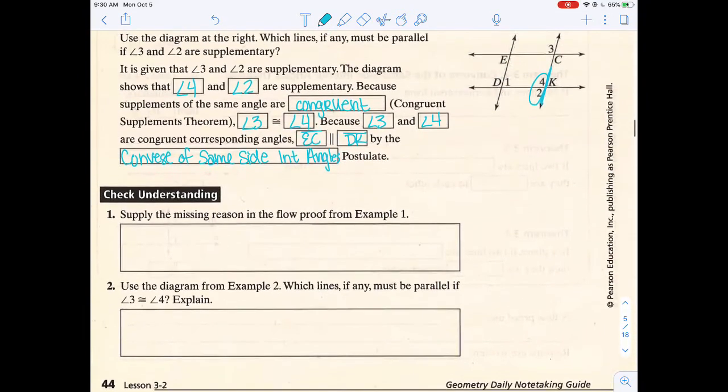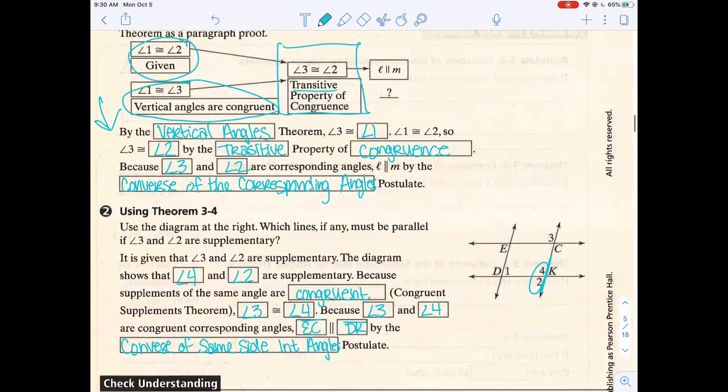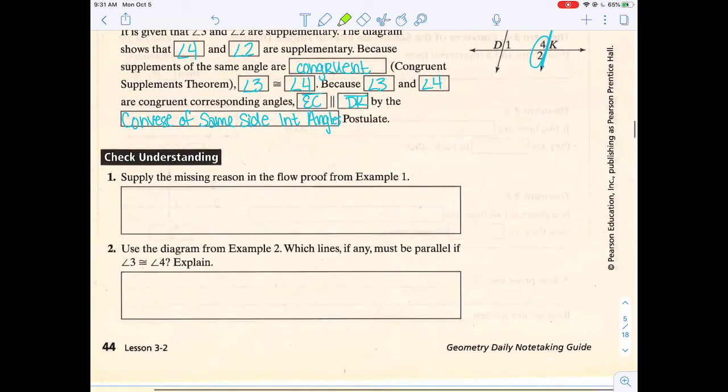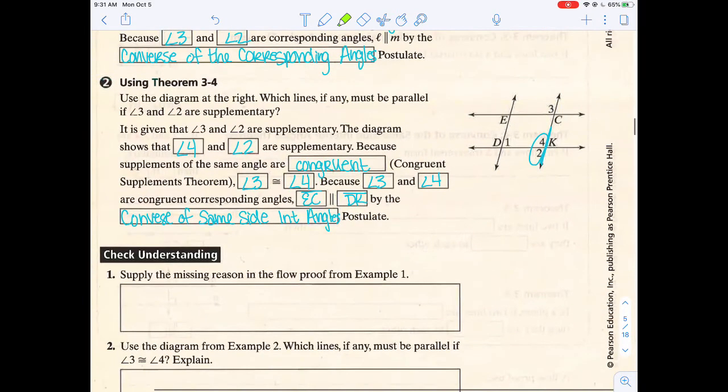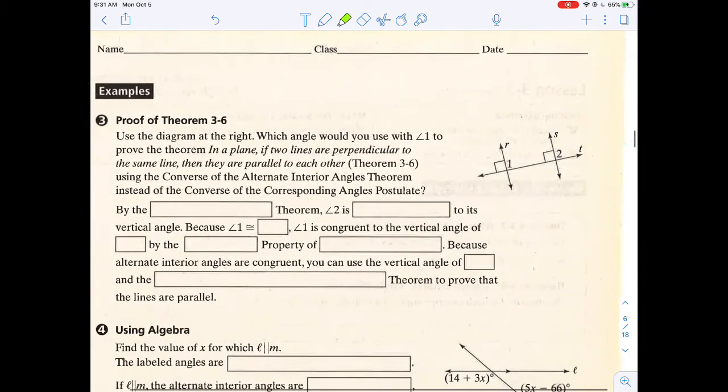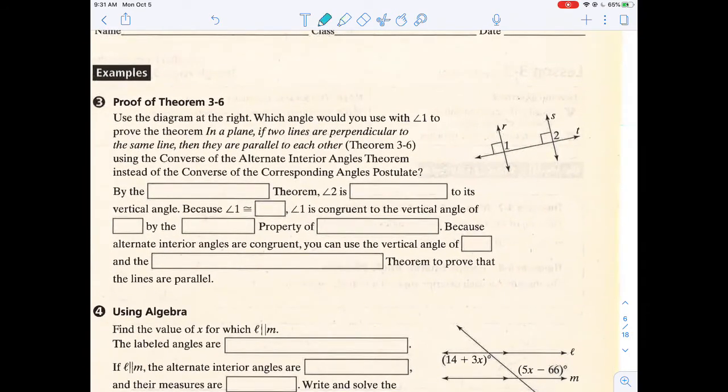Supply the missing reason for the flow proof from example 1. So up here, what was the missing reason there? And then use the diagram from example 2. Which two lines, if any, must be parallel if angles 3 and 4 are congruent? What lines can you prove are parallel? Okay, so then there's another couple examples to try here.